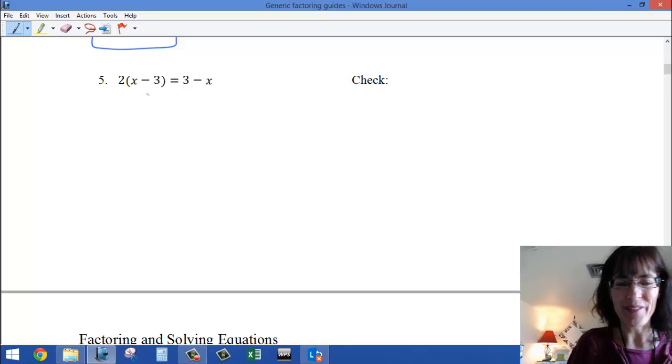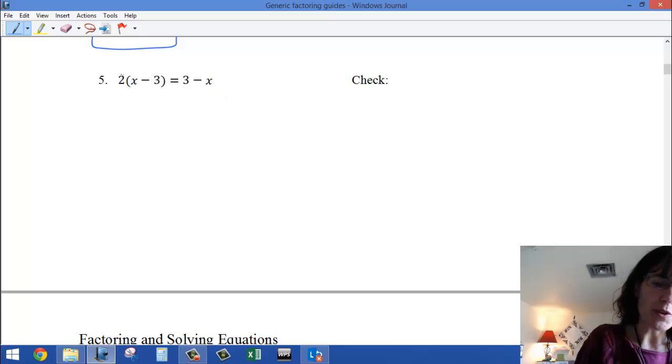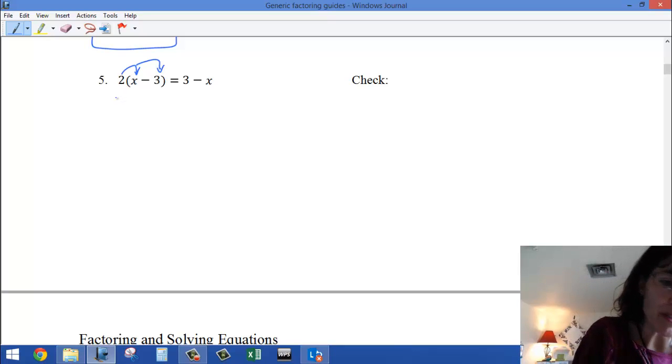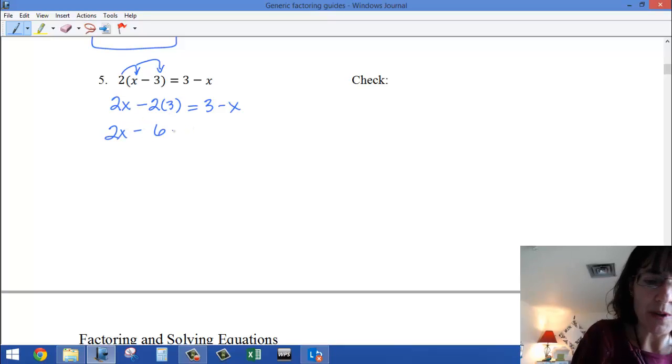Number 5. Wow, this one looks like I have to do some distributing first before I can do any solving. So I want to go ahead and multiply that 2 inside the parentheses there. So 2 times x, so 2x, and then 2 times negative 3, so minus 2 times 3 equals 3 minus x. And so 2 times 3 is 6, so I'll just write that in. So I have 2x minus 6 equals 3 minus x.